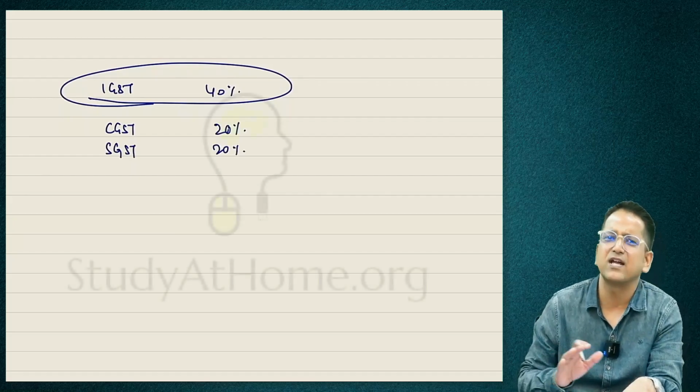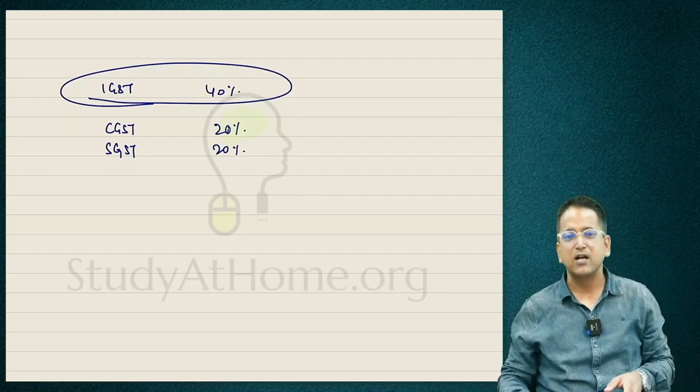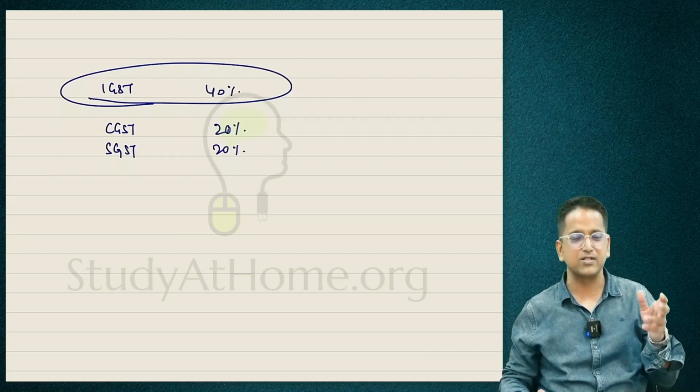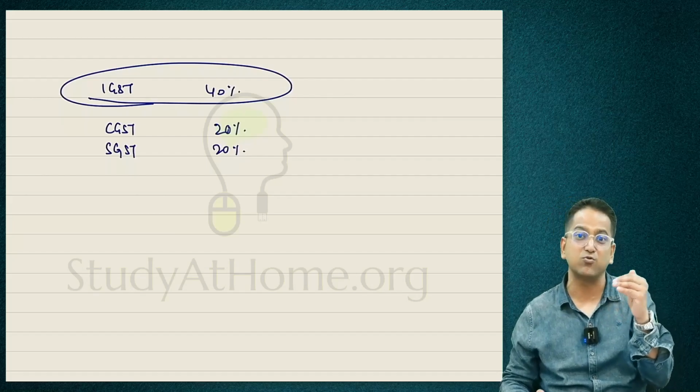I'm saying this is the peak rate, the highest rate. If the government applies GST on any item at 20% or 40%, meaning 20% CGST or 40% IGST... No, not yet. This is the peak rate. The maximum GST rate could go up to here.